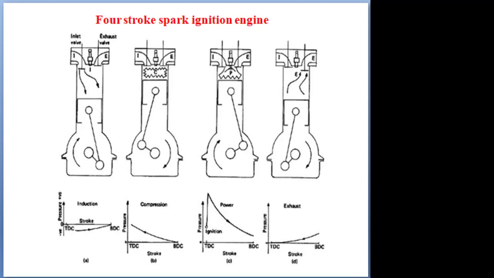So the operations are the same: induction means suction, compression, combustion, expansion, exhaust. Only expansion is the power stroke; all remaining strokes consume power. If these 5 processes are completed in 4 strokes or 2 revolutions of the crankshaft, it is called a 4-stroke spark ignition engine. Or a 4-stroke compression ignition engine, same. The processes are the same, only combustion changes. If they are completed in a single revolution of the crankshaft, or 2 movements of the piston between the dead centers, then it is called a 2-stroke spark ignition engine.